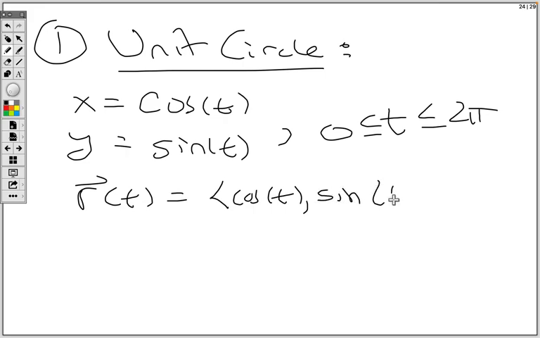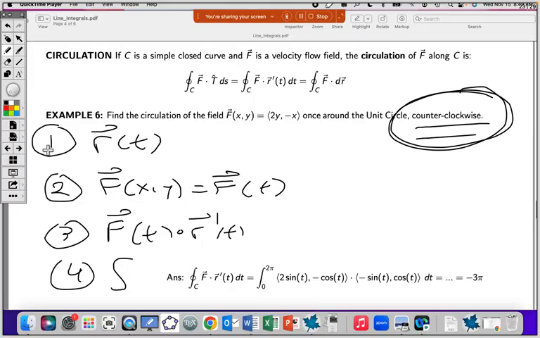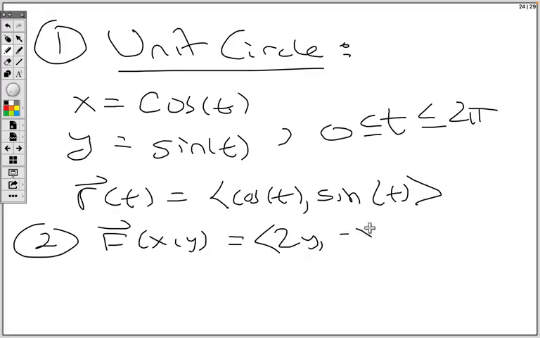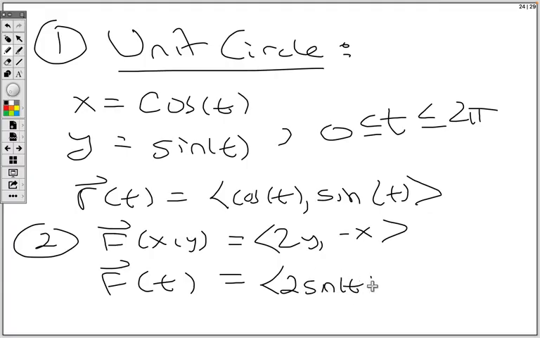Cosine t, sine t. All right, step 2, now we need our field. Now we just got a two-dimensional field here. It's 2y comma negative x. And so to get the field as a function of t, along the unit circle, I know that x is cosine of t, y is sine of t. So 2y would be 2 sine of t. And then minus x would be minus cosine t.